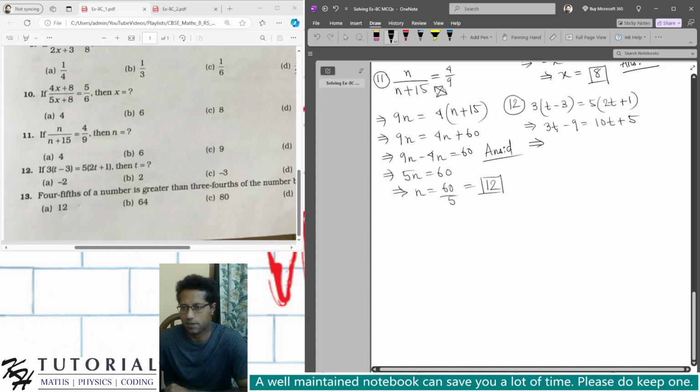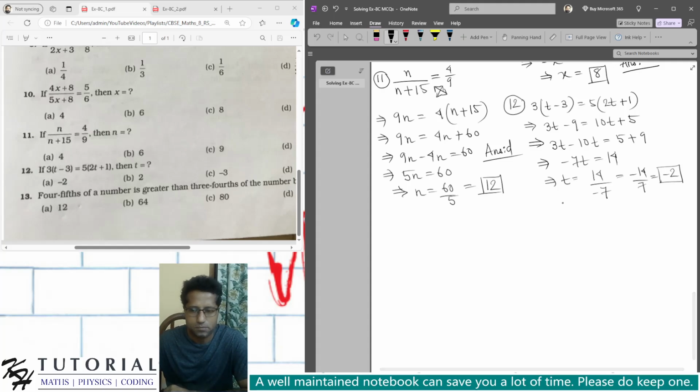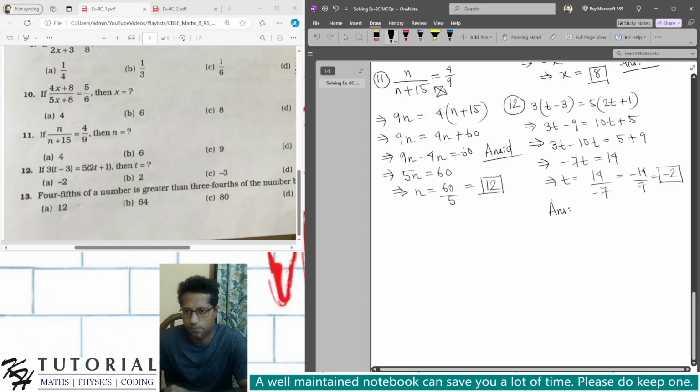And now proceeding as before, we have 3t minus 10t is equal to 5 plus 9. This implies minus 7t is equal to 14. This implies t is equal to 14 by minus 7. This is equal to minus 14 by 7. This is equal to minus 2. So minus 2 is the solution or root of the given equation, and hence the correct choice is choice A. A is the correct choice.